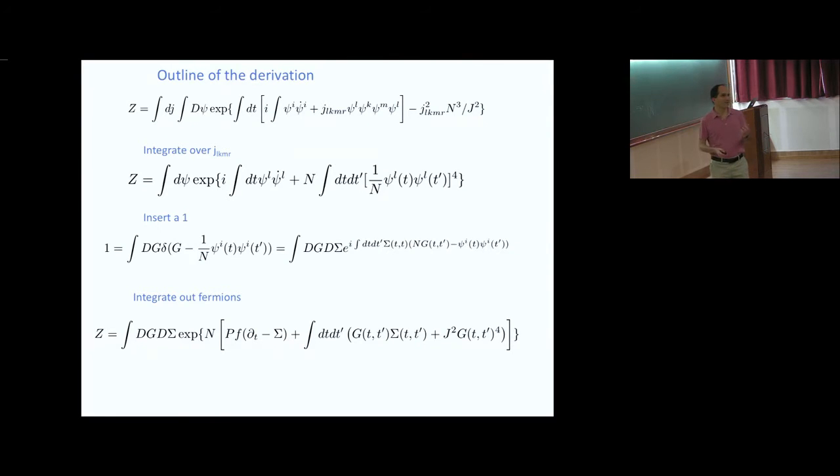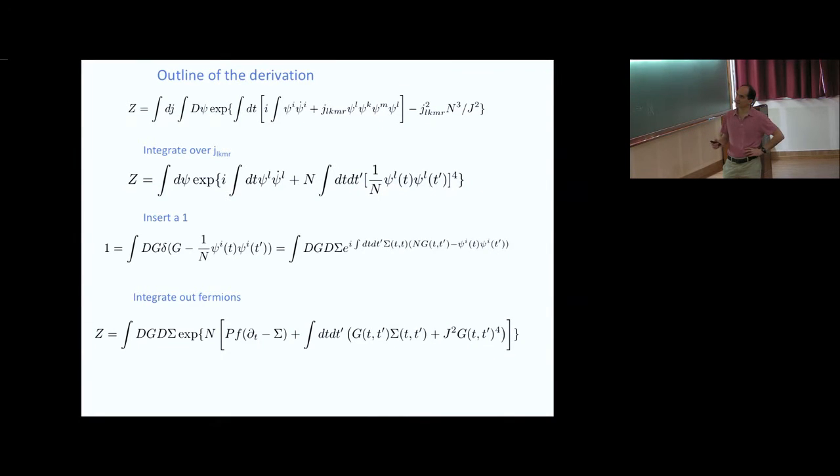This is very similar to the steps we do in the O(N) model, for example. The only difference is that in the O(N) model, this field is a function of time. But here, because it's constant and independent of time, we get a double time integral, and we get psi at two different times. Okay, so that's what we got so far.